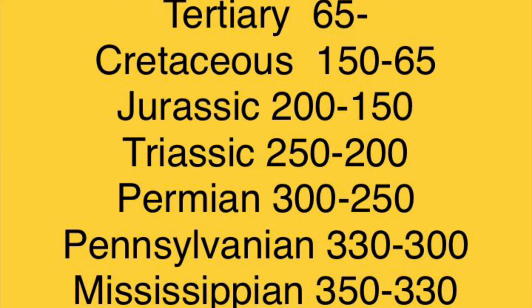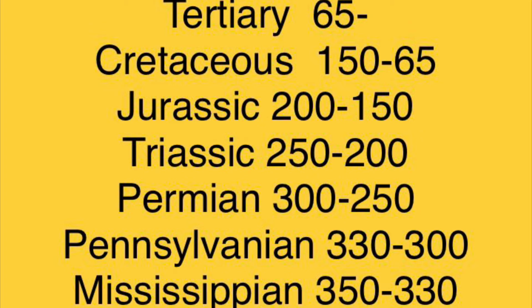Here are the remainder of the geologic time periods from Mississippian up through Tertiary, and we're using this 50 million year time change, except in 2 instances. You'll notice that the Mississippian period is listed as 350 million years to 330 million years, and the Pennsylvanian period is listed from 330 million years to 300 million years.